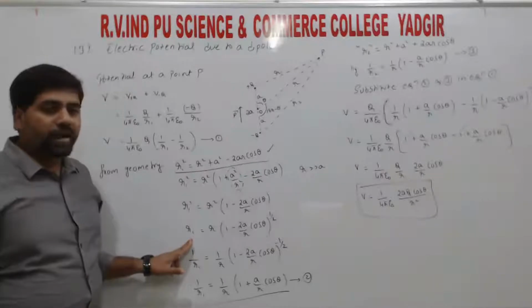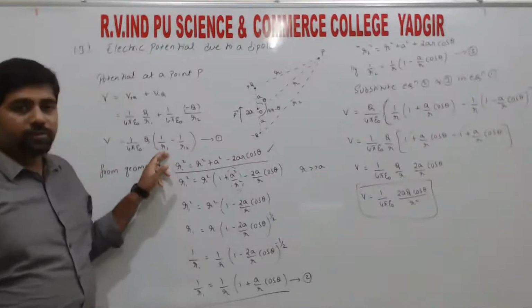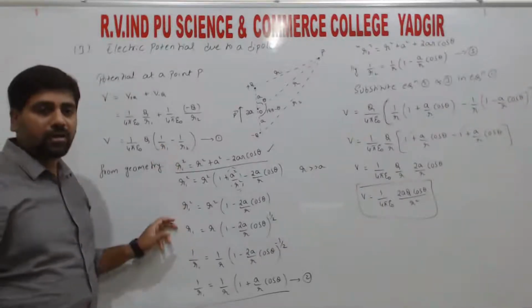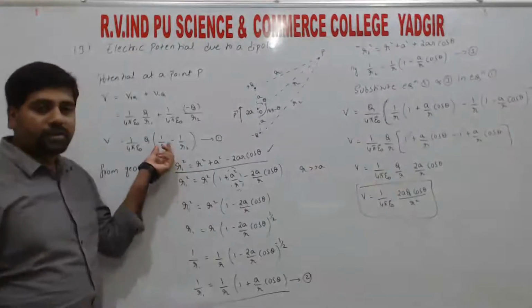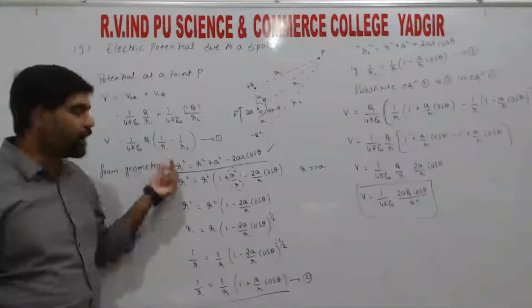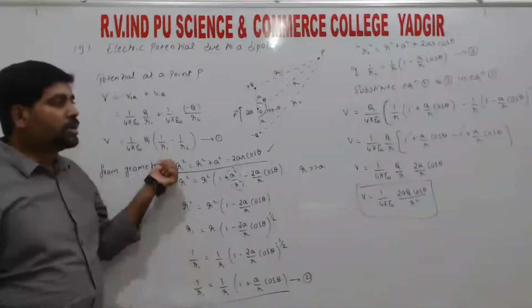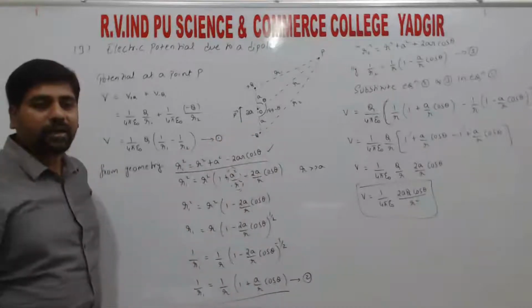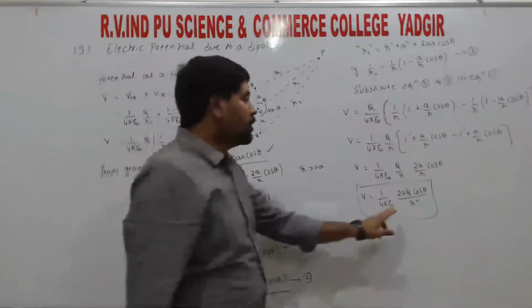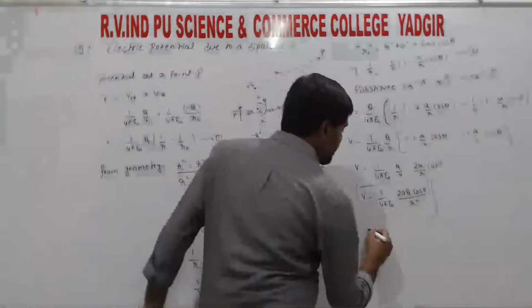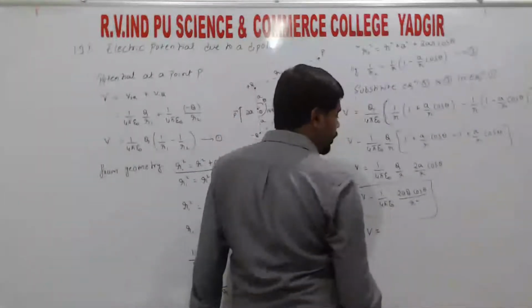If we substitute only the r1 value and simplify, it becomes further long. So directly, first we need to find 1 by r1. So if we find out the 1 by r1 value, substitute and simplify, we get it easily, right? So this is the potential due to a dipole.